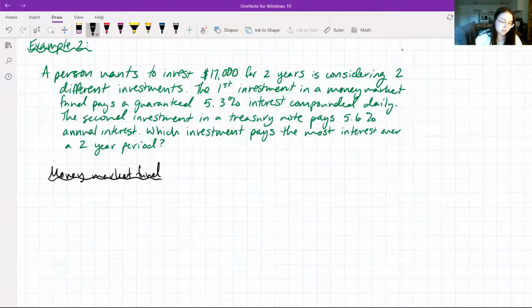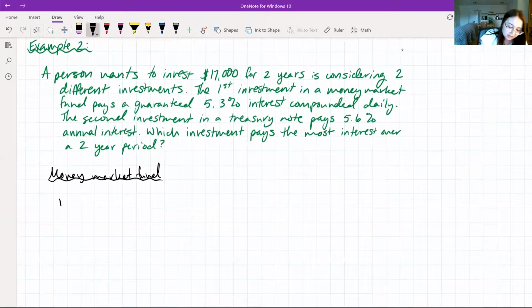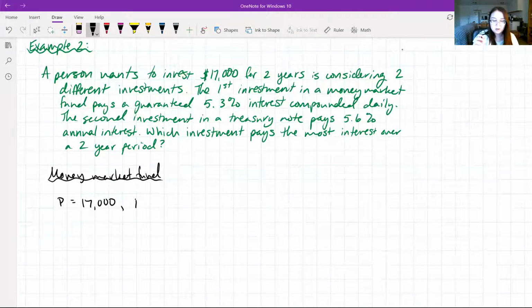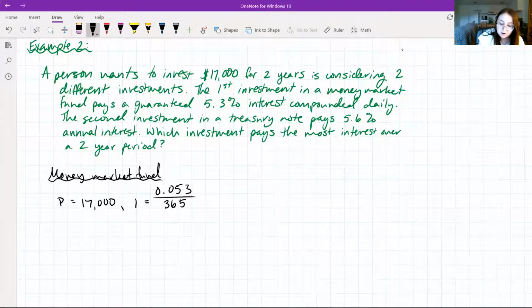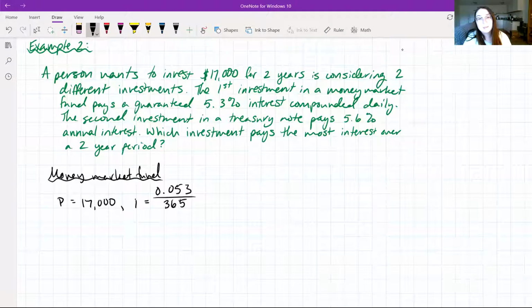All right, and since we're starting with our money market fund, we know that our value of P is going to be 17,000. Our value of I is 5.3% for our money market fund, and it's going to be compounded daily. So remember, we have to take our interest rate and divide by the number of times that we compound per year. So we get, in this case, I is going to equal 0.053 divided by 365, since we're compounding daily, and we assume it's not a leap year.